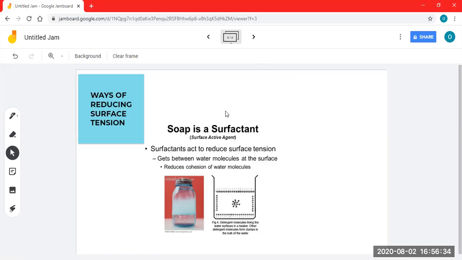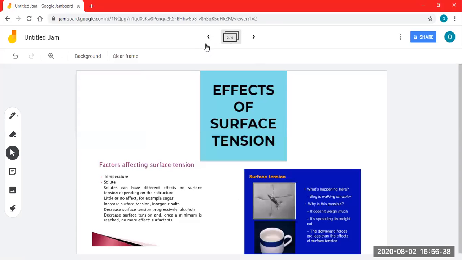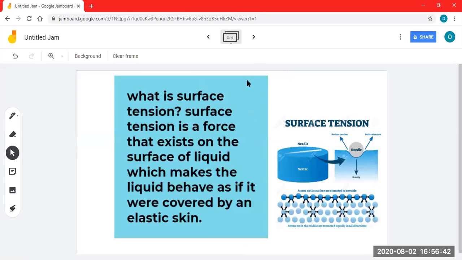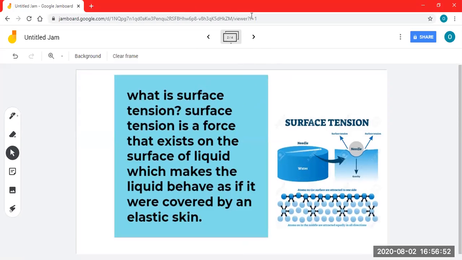So I'll just leave you with this, and then I want you to go ahead and do the needful. Digest what surface tension is, the effect, and the ways of reducing surface tension. Thank you very much, as we end the class.